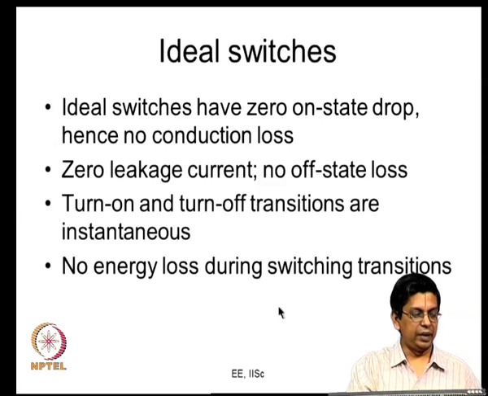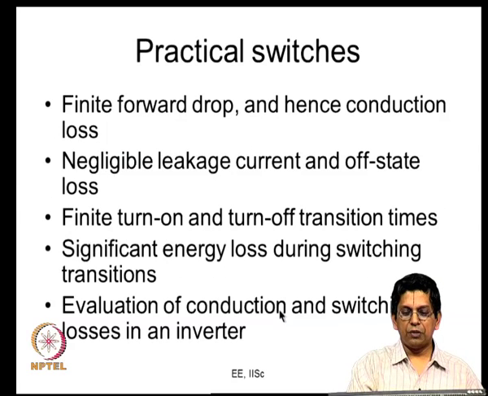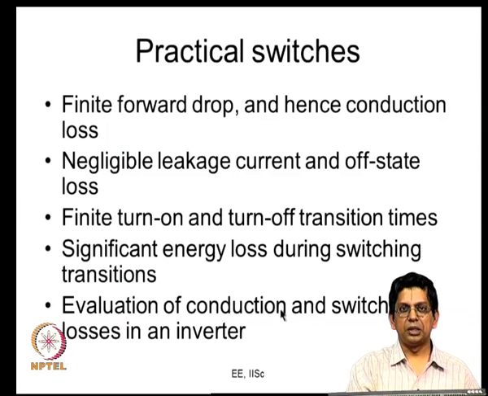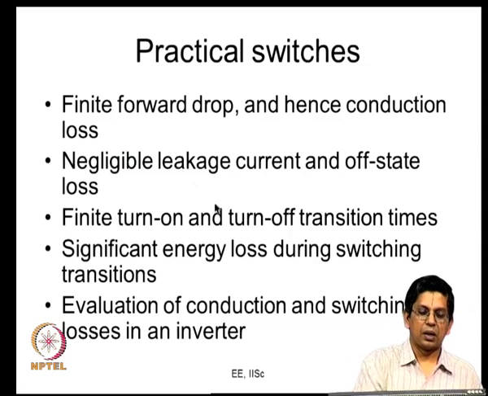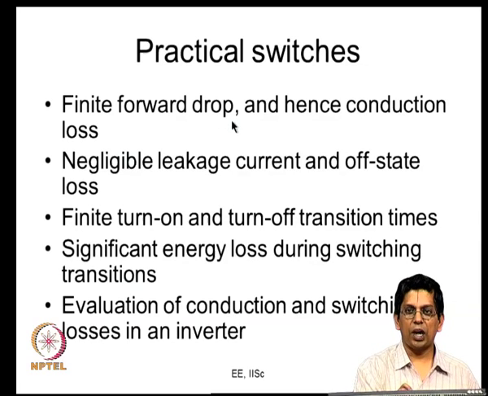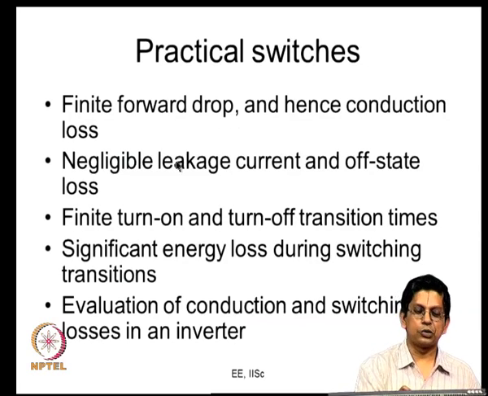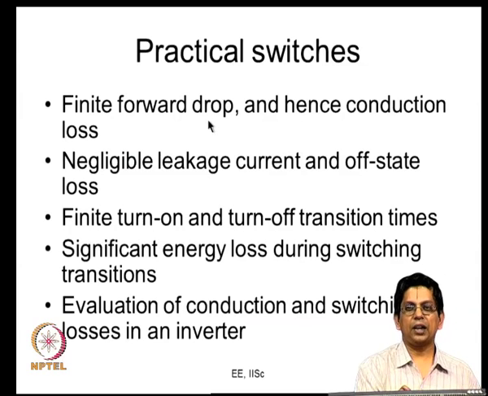This is an ideal switch, but you use devices like MOSFETs, IGBTs, etc., which are practical switches, they have a finite drop. So, you will have a drop across the drain and source terminals in a MOSFET, the collector and emitter terminals in an IGBT. So, you will have some drop. This drop multiplied by the current is the instantaneous power that is being dissipated in the device, and therefore, there is something called conduction loss.